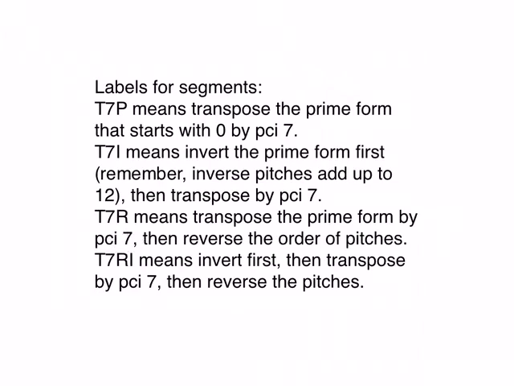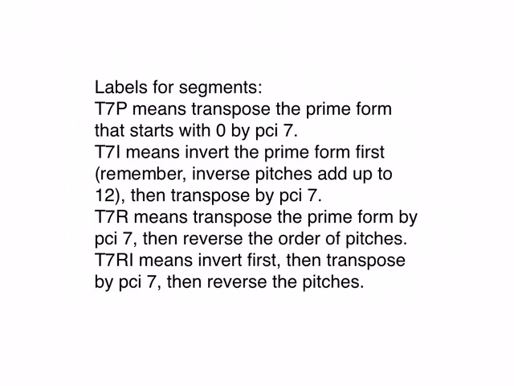T7R means transpose the prime form by 7 and then reverse the order of pitches. And T7RI means invert first, transpose by pitch class interval 7, and then reverse the pitches. Let me show you an example.